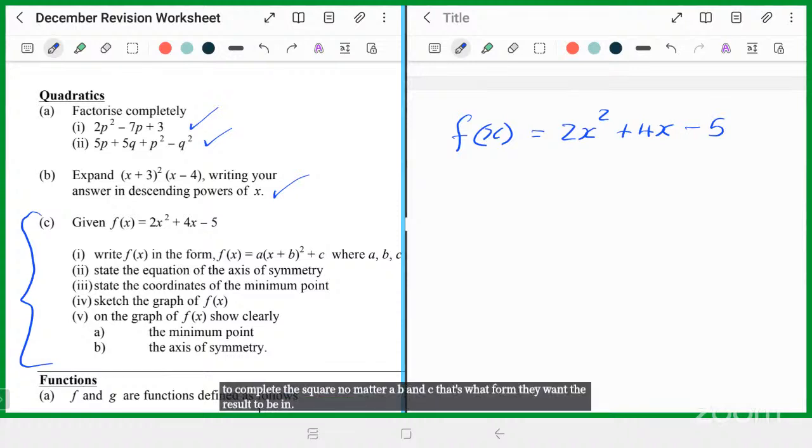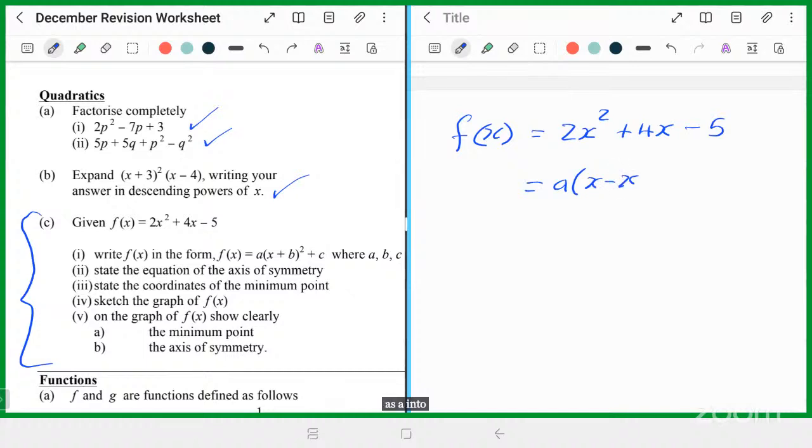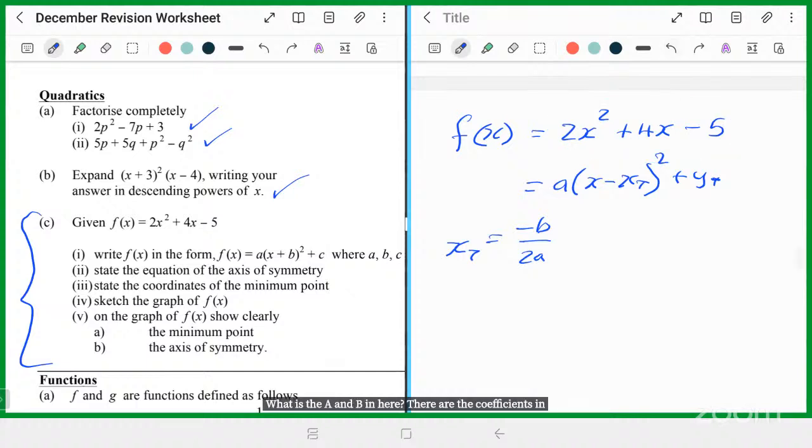So we're going to use our standard way of doing it, which is to write it as a times (x minus xt) squared plus yt. The xt is the x value at the turning point, yt is the y value at the turning point. What we need to do is calculate the xt and the yt. The formula for the xt is negative b over 2a. What is the a and the b in here? They are the coefficients in the standard form of the quadratic up here.